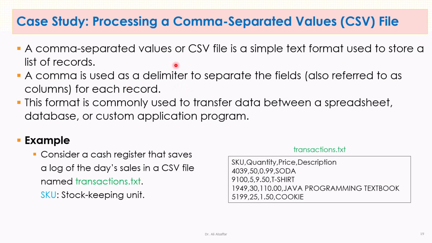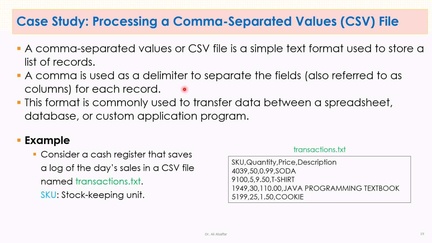A comma-separated values or CSV file is a simple text format, so it's a text, a string, used to store a list of records. Usually, if we have a file, each line represents a record. Now, a comma is used as a delimiter, a separator, to separate the fields. There is another name for fields: a column. So we have a line of text inside the file, which is called a record, and each record has fields, and these fields are separated by commas.